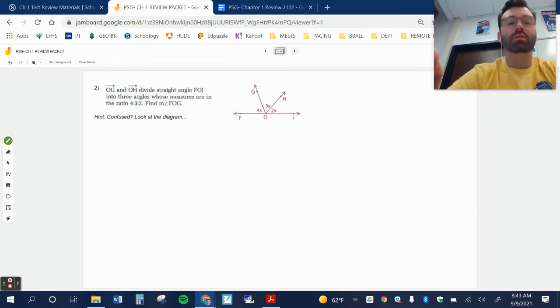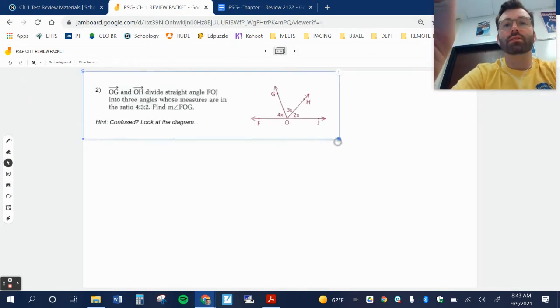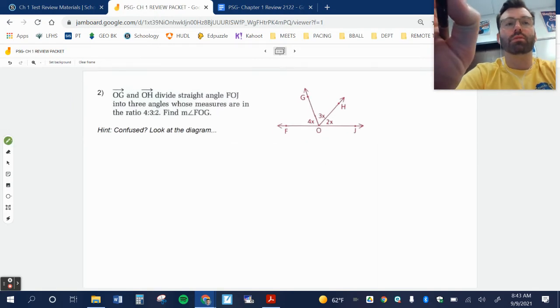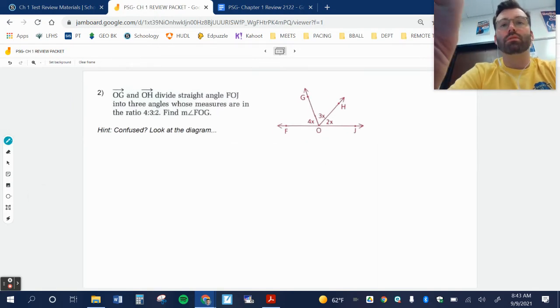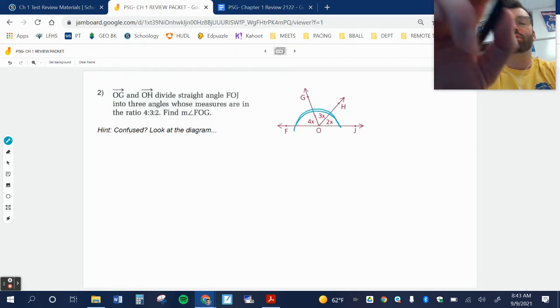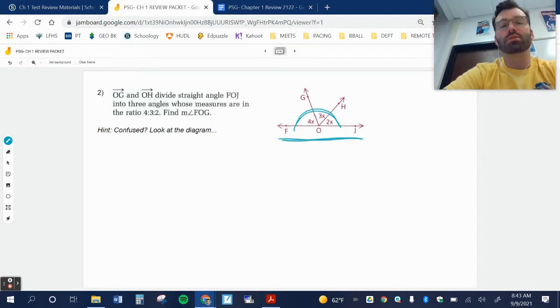All right, next one looks a little confusing. If you just read it, it's probably a little bit confusing because we haven't really talked about ratios much. But that's why I provide this picture here. Okay, FOJ is a straight angle.